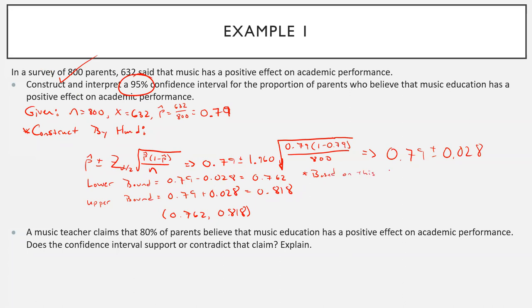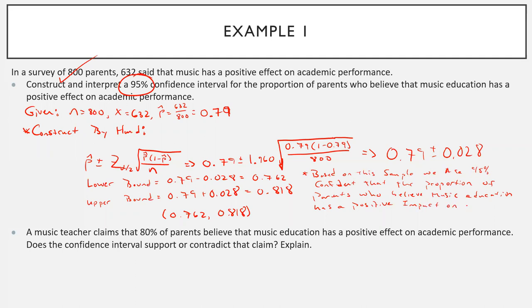Based on this sample, we are 95% confident that the proportion of parents who believe music education has a positive impact on academic performance, excuse me, it's somewhere between 0.762 and it could be as high as 0.818.